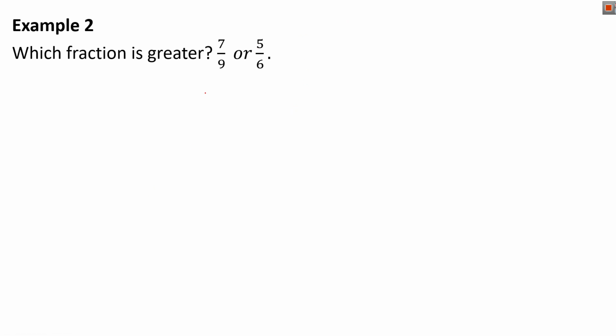Let me write it again. 7 over 9 and 5 over 6. We want to look at which one is greater. So we look at this. 9 is the same thing as what? 3 times 3, 9. And 6 is the same thing as what? 2 times 3, 6. So we don't need this 3, we just take it out. Now the difference between them is 3 and 2. So we multiply this one by 2 and this one by 3. You can see 2 times 9 is what? 18. 3 times 6 is what? 18. You can see now we get the same number.